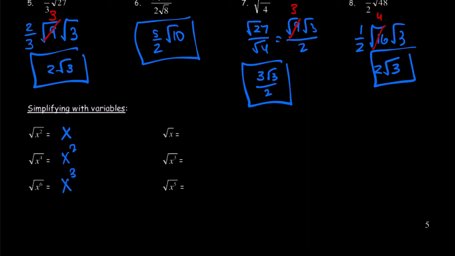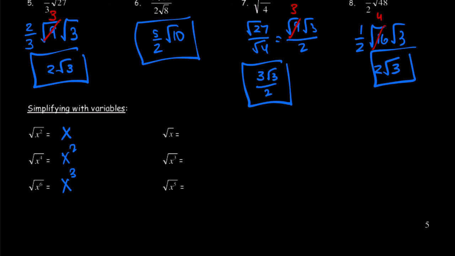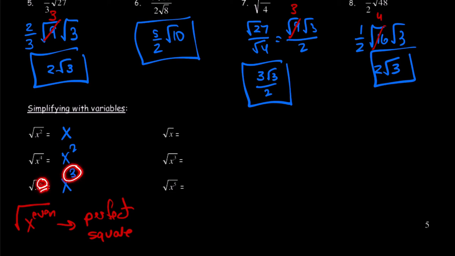And the reason for that is, if you remember, x to the 6th is this. So if I take the square root, I want to know what times itself is x to the 6th. So that's why the square root of x to the 6th is x cubed. So basically a rule we can remember for that is the square root of x to some even exponent is always a perfect square. And what you do to get that exponent is you divide the original by 2.